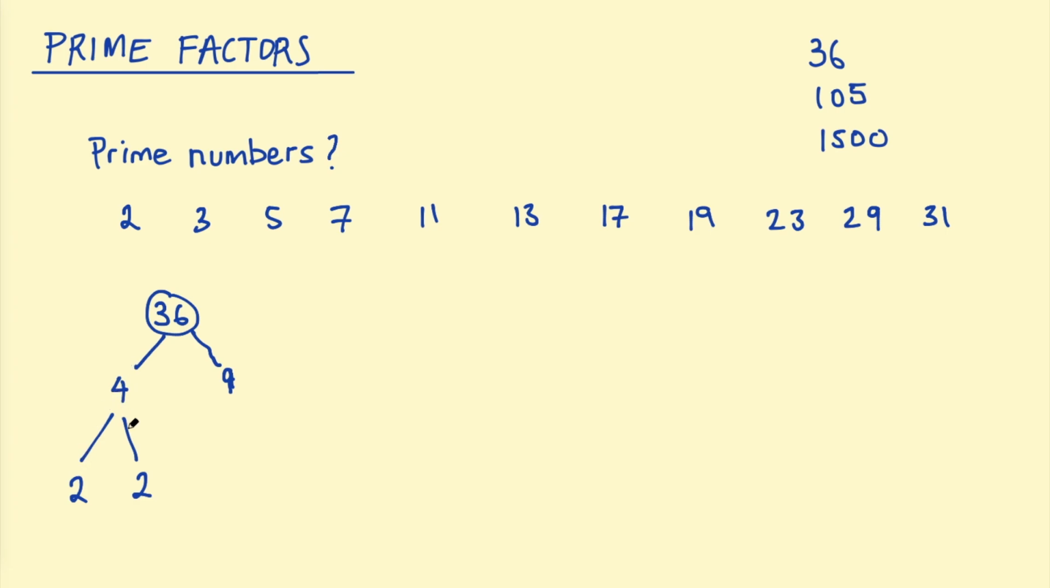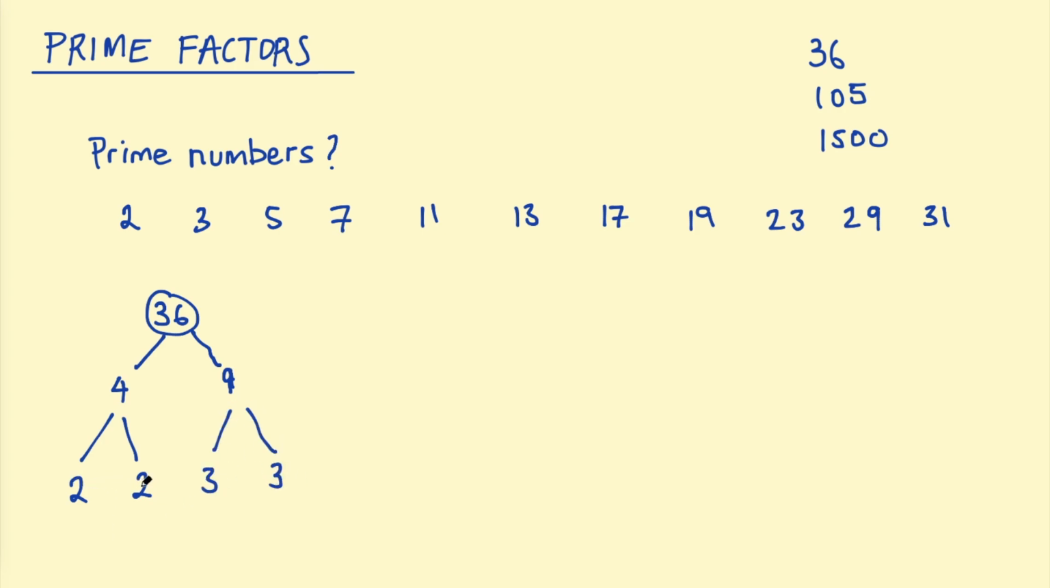Okay, so hopefully you can see what I'm doing here. If we go up the tree again, 2 times 2 is 4. 4 times 9 is 36. So when we go down the tree, we're dividing into factors. When we go up the tree, we're multiplying. Okay, then 9 is 3 times 3.